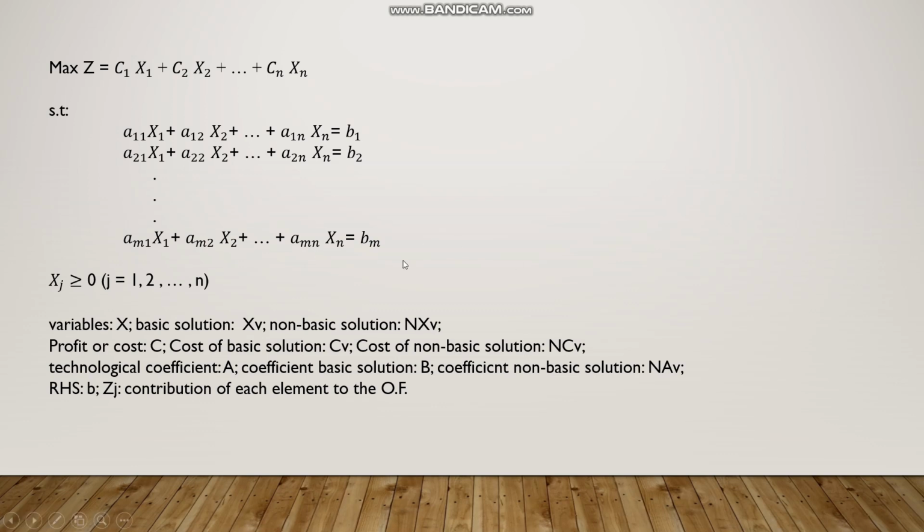operational definitions. So all our variables, including our decision variables and slack, surplus and artificial variables, are within matrix X. The basic solution is denoted by XBV, so it can be a decision variable or a slack or surplus depending on your solution, and also the non-basic solution is denoted by NXBV. The profit or the cost are denoted in C, whereas the basic solution has CBV and the non-basic solution has NCBV.